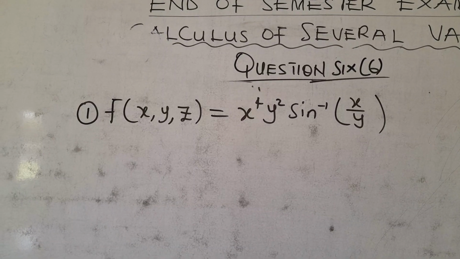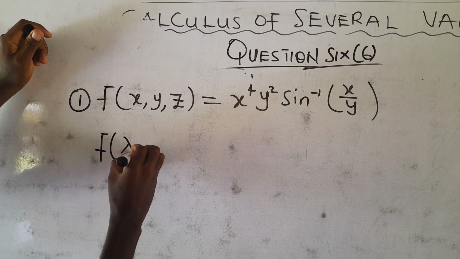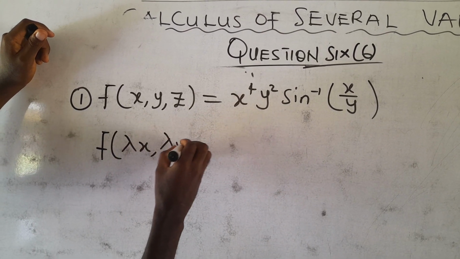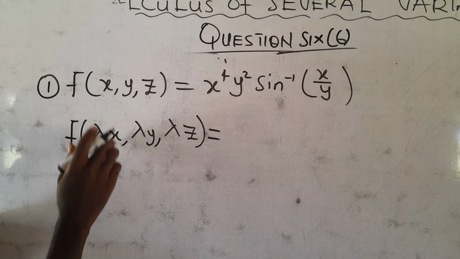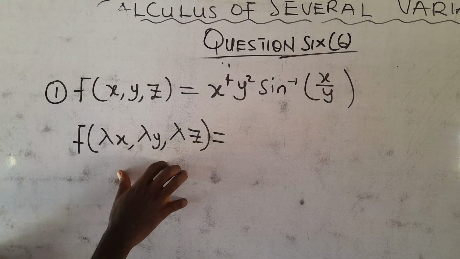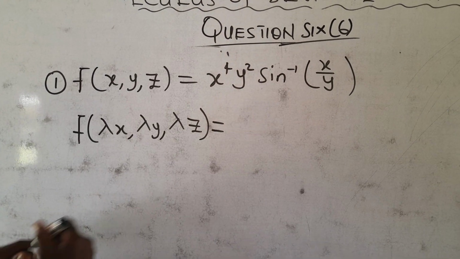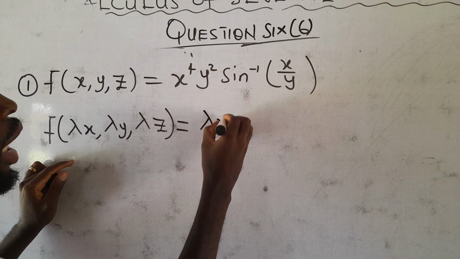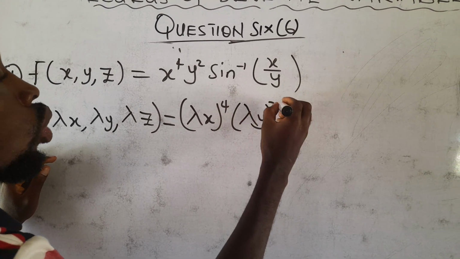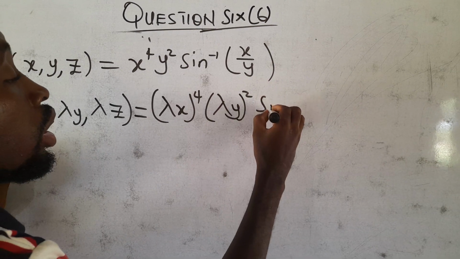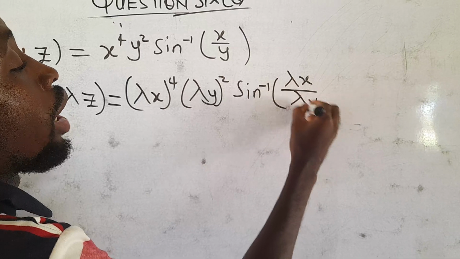So Euler is saying that to find out if a function is homogeneous, you introduce a parameter lambda to affect all the independent variables of f. That means any place we see x, we substitute lambda x. Any place we see y, we substitute lambda y. And any place we see z, we substitute lambda z. Then we have lambda x exponent 4, lambda y squared, then sine inverse of lambda x over lambda y.